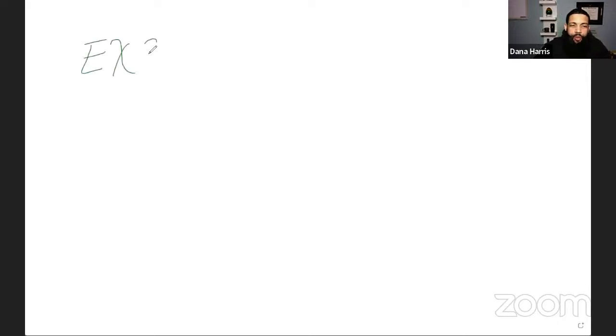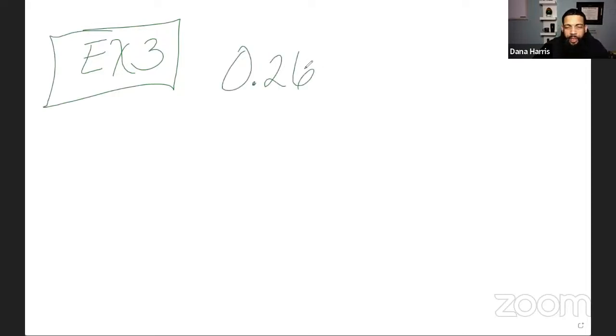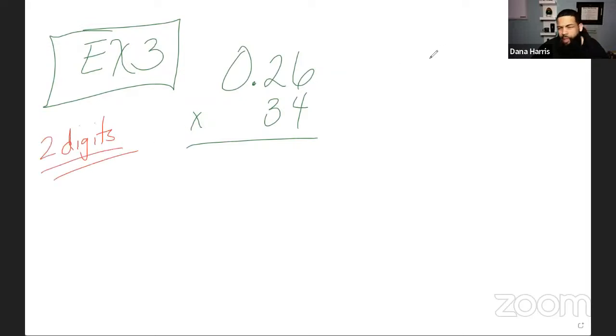So example 3. Let's say if I had 26 hundredths and I want to multiply that by 34. All right. Same thing. Notice I have 2 digits to the right of my decimal in my factors. So once again, 2 digits. Okay. In my product, right? So I can multiply this as if I'm doing 26 times 34.